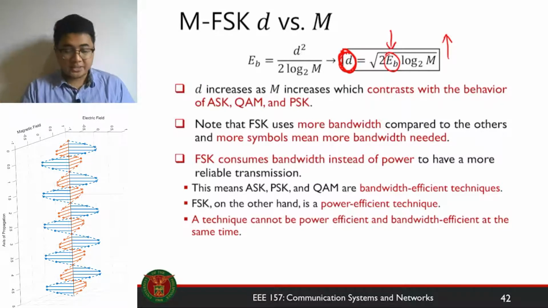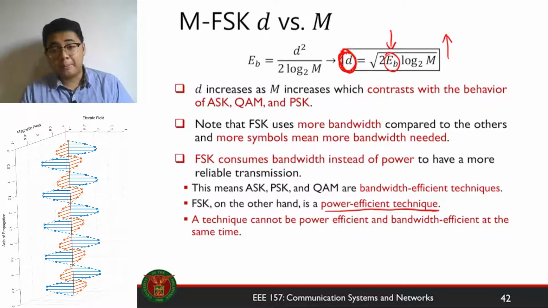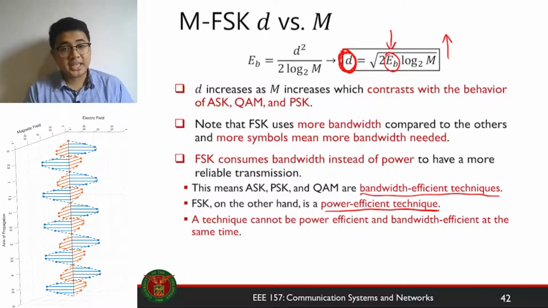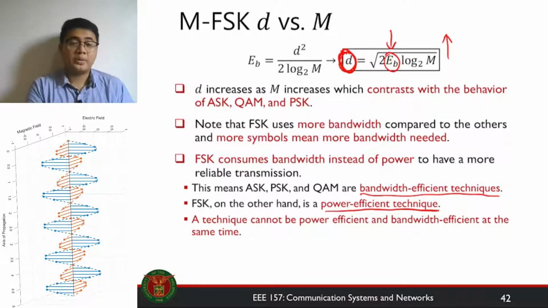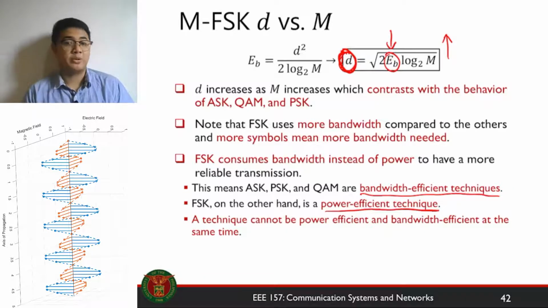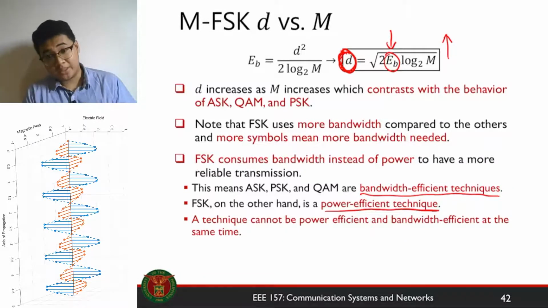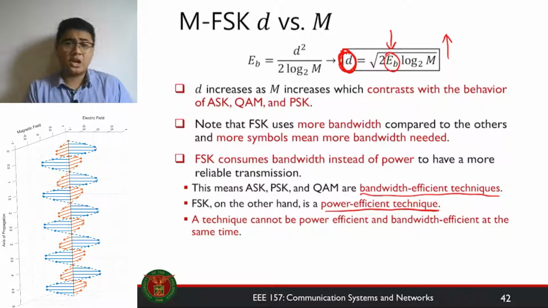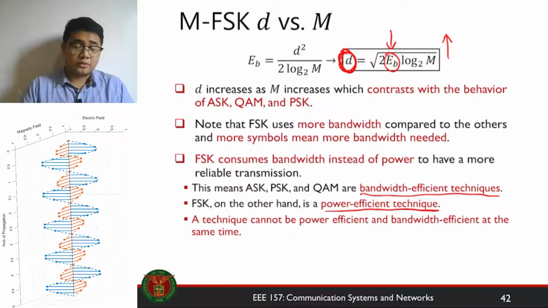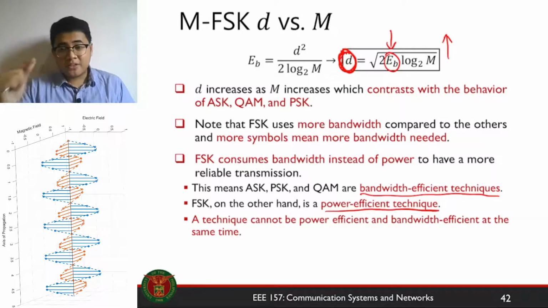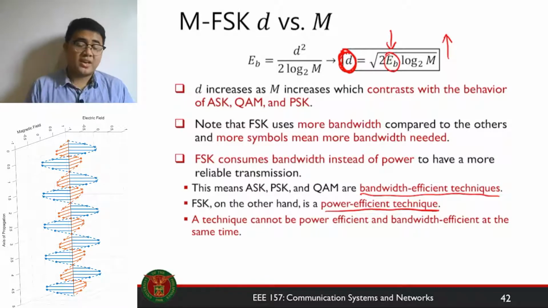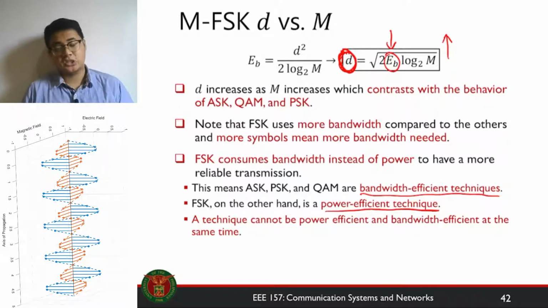But we can call FSK a power efficient technique. Okay? If ASK, PSK, and QAM are bandwidth efficient techniques, FSK, on the other hand, is a power efficient technique, in that even if it uses less power, we can maintain its reliability by increasing the number of symbols. However, it uses a larger bandwidth. So if it's using a larger bandwidth, it's not that bandwidth efficient compared to ASK, PSK, and QAM. In conclusion, therefore, your power efficient technique cannot be a bandwidth efficient technique for a digital communication system.